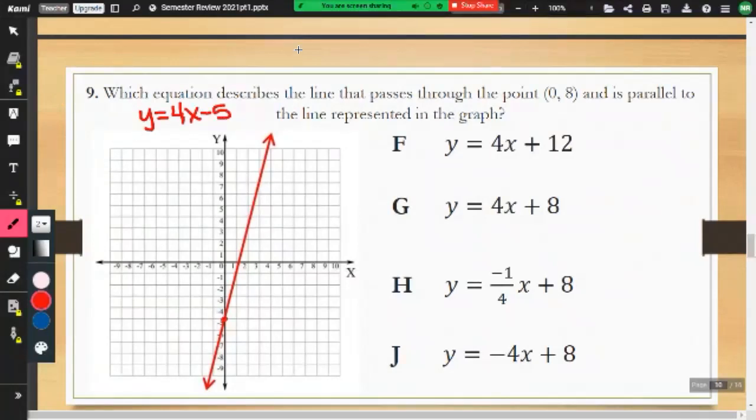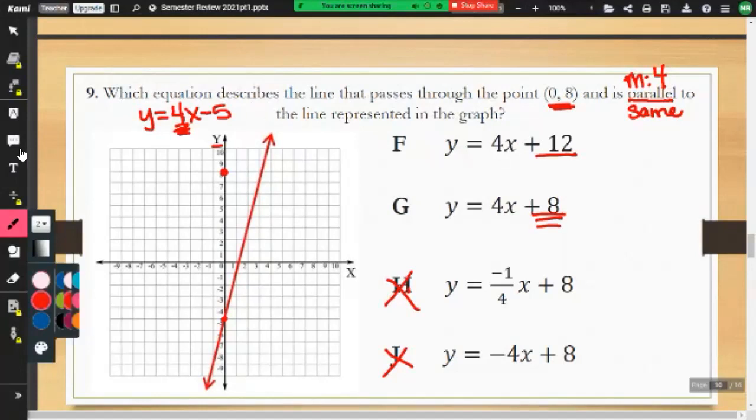There's my -5. Now, my key word here in the word problem is what? And what did we say about parallel lines? They have what? Same slope. So if the slope of the line that's given is 4, then the slope of the other one should also be 4. So I can automatically eliminate H and J. Now, to know between G and F, they give me a point, which is 0, 8. Since 0, 8 lies on the y-axis, that makes it my y-intercept. So we got lucky. We got lucky that it actually gave me the y-intercept, so my answer is G.